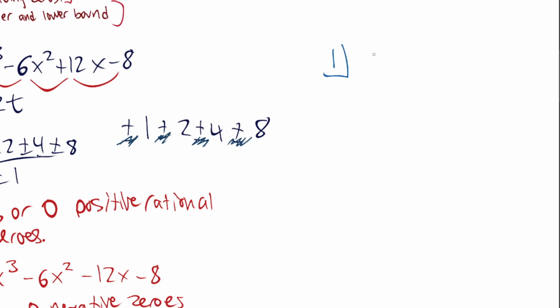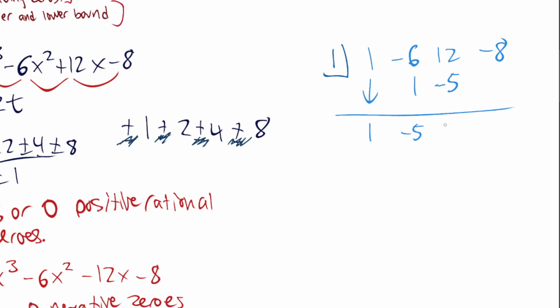And I'm going to say, okay, I have a 1, a negative 6, a 12, and a negative 8. I'm getting these numbers from this equation. And I'm going to see if 1 is a 0 of my equation. So I'm going to drop this 1 down. 1 times 1 is 1. Negative 6 plus 1 is negative 5. Negative 5 times 1 is negative 5. This gives me 7. 7, negative 1. So this is not a 0. I can ignore that for a minute.